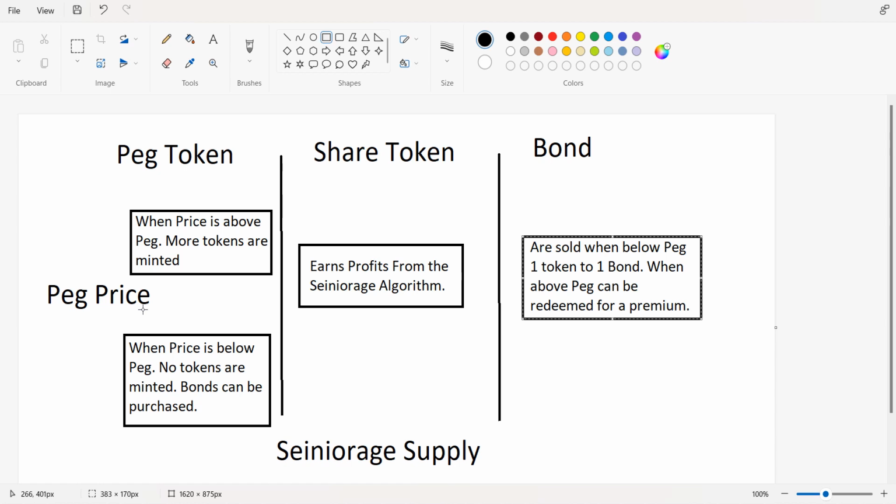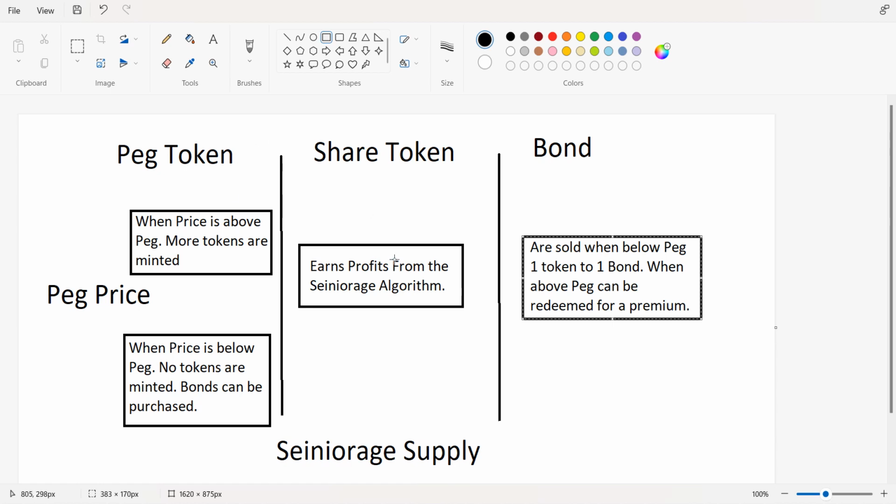But anytime the price is above peg, there's an additional supply of tokens that are just printed. But where do they go? They go to everyone who holds the share token. Now, just for holding the share token, and typically you have to stake it on the website, and it'd be called the boardroom or something similar.